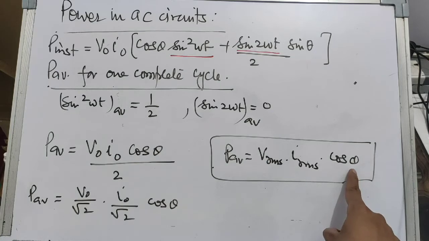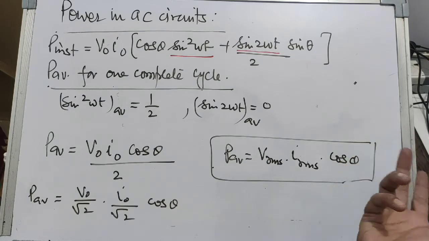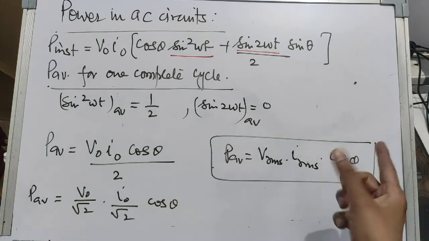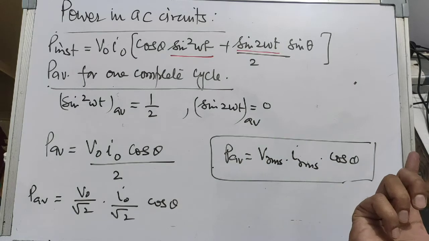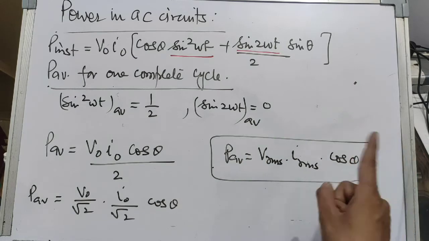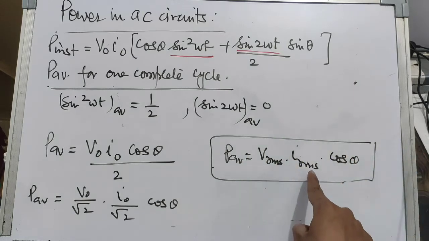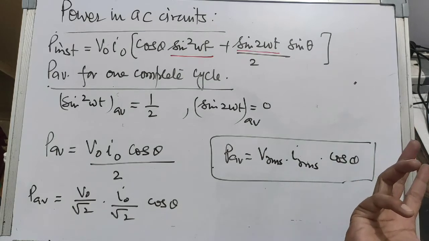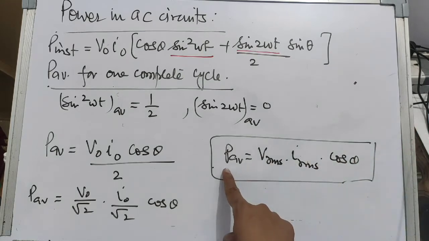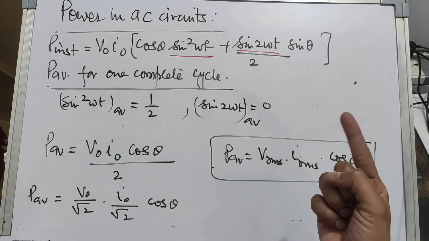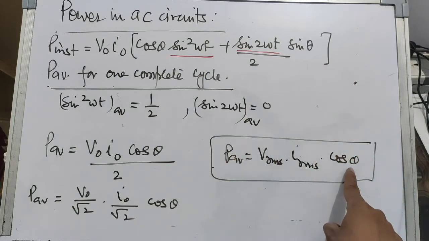In a DC circuit, they are in the same phase, so theta will be 0 for a DC circuit, so cos 0 is 1. In that case, the power will simply be given by V DC into I DC, and you know very well that RMS values are the DC equivalent of an AC source. But here the average power consumed for one complete cycle depends upon the phase difference between the voltage and current in that circuit.